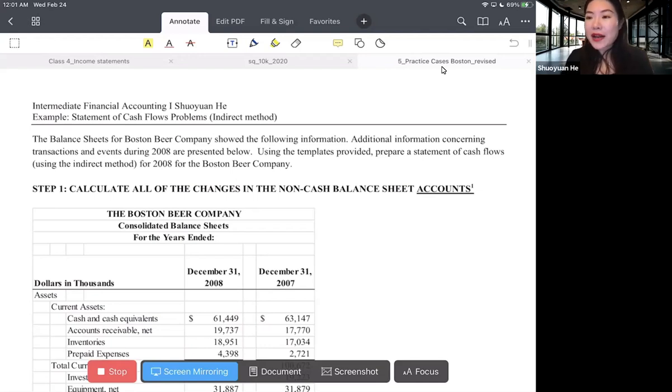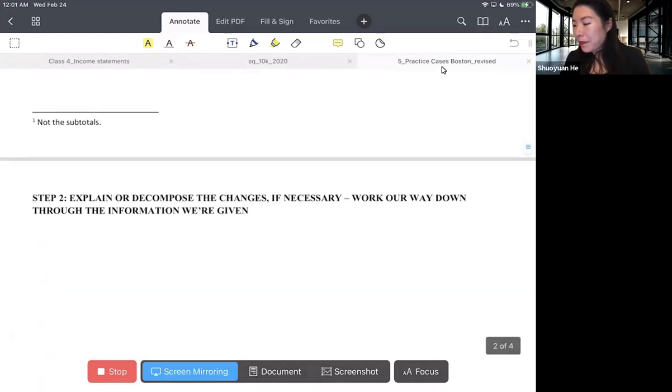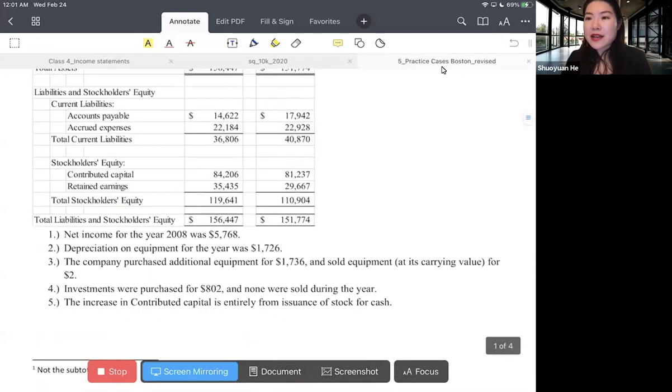So if you go on Island, you are going to see a blank page of this example posted. Please do not look at the solution and take 5 minutes. Try to work on it on your own first, and you can pause your video for now.